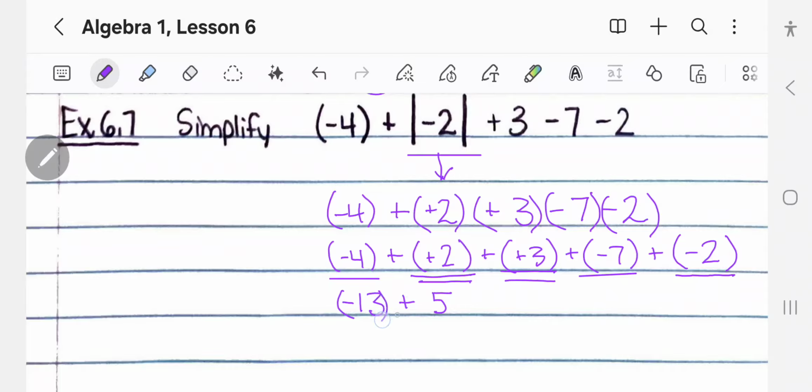So this is a negative 13 plus a positive 5. Their signs are different, so we're going to subtract them. 13 minus 5 is 8. Negative 13's absolute value is 13, and the absolute value of 5 is 5. 13 is bigger. So we're going to leave the negative symbol there, and it's negative 8.